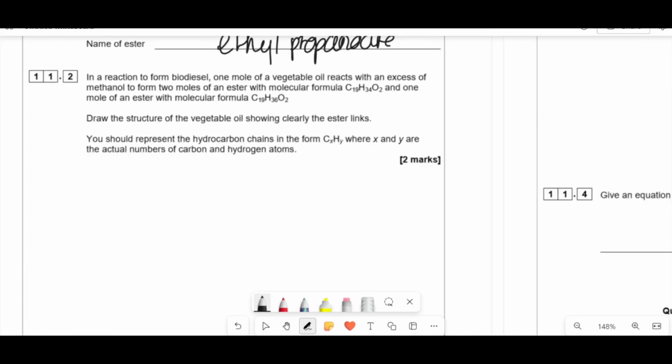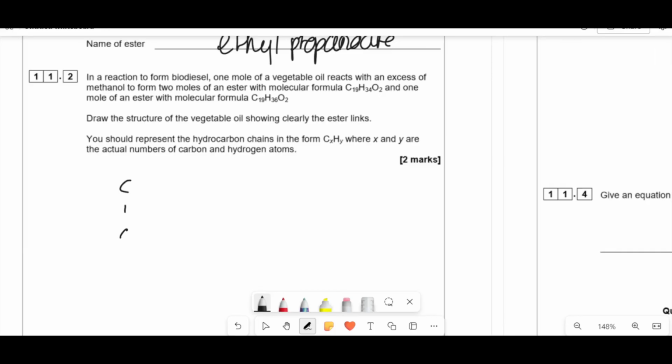There you go. In a reaction to form biodiesel, 1 mole of vegetable oil reacts with an excess of methanol to form 2 moles of an ester with a molecular formula of this and 1 mole of an ester with a molecular formula of that. Draw the structure of the vegetable oil showing clearly the ester links. We should represent the hydrocarbon chains in the form CxHy, where x and y are the actual numbers of these carbon and hydrogen atoms. So every single fat and oil will have a glycerol on it.